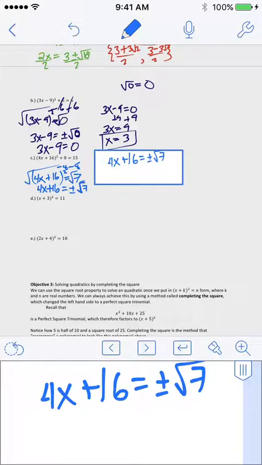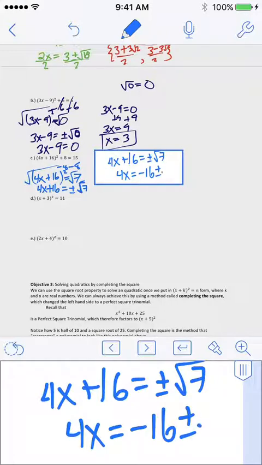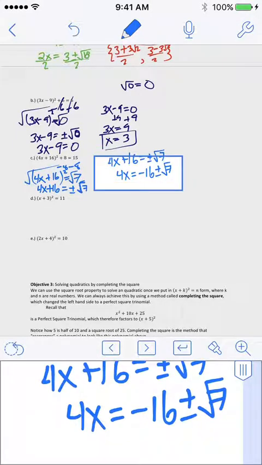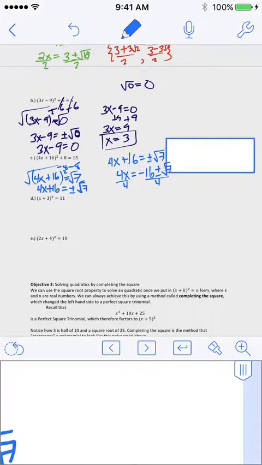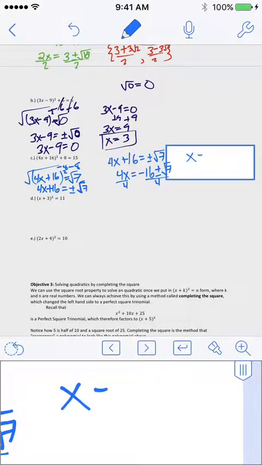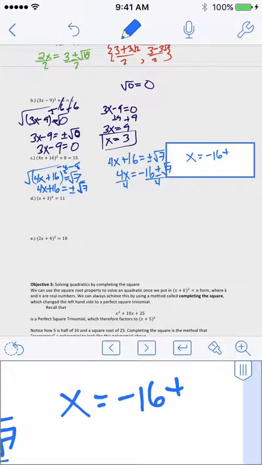Now I can move that 16 over, I end up with 4x equals negative 16 plus or minus the square root of 7, and then divide it by 4. And I end up with the two answers of x equals negative 16 plus the square root of 7 over 4 and negative 16 minus the square root of 7 over 4, which I can combine to negative 16 plus or minus the square root of 7 over 4. Square root of 7 is a prime, don't have to whittle that down.